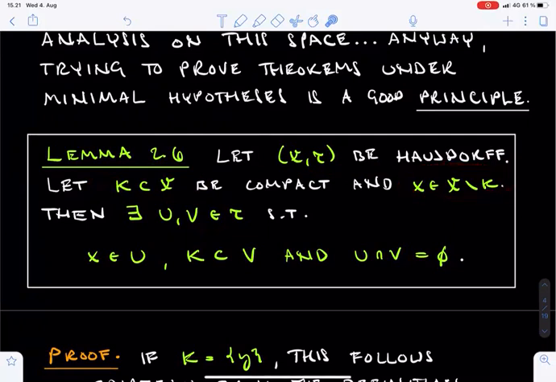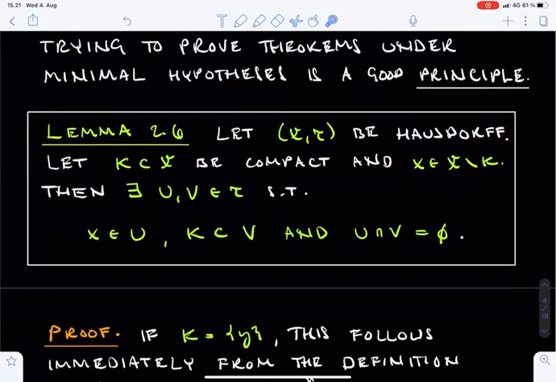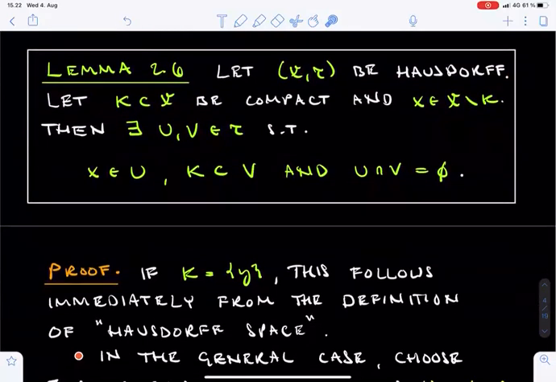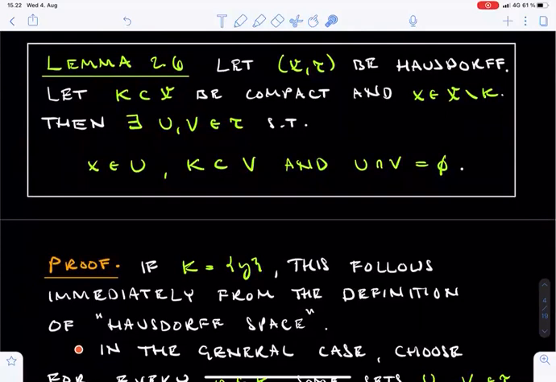Then K and x have disjoint open neighborhoods. In other words, there are open sets U and V where U contains x, V contains K, and U and V are disjoint. Of course, if K is a single point, this statement is nothing but the definition of a Hausdorff space.